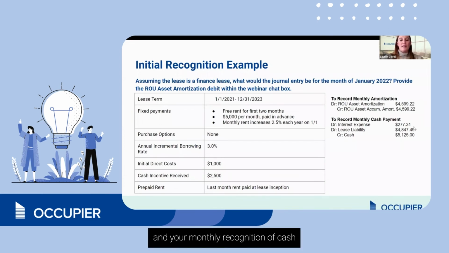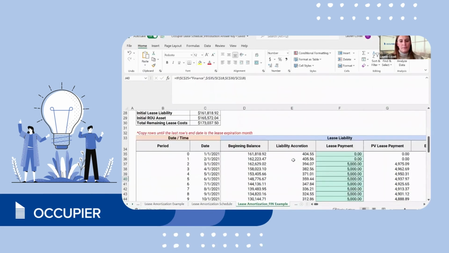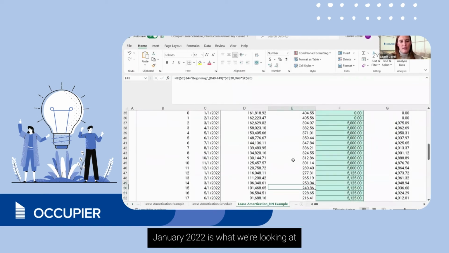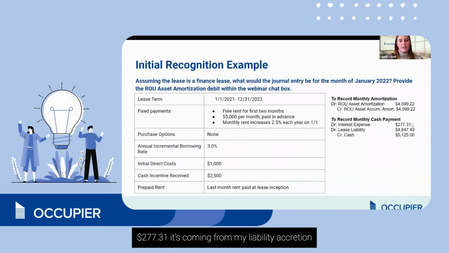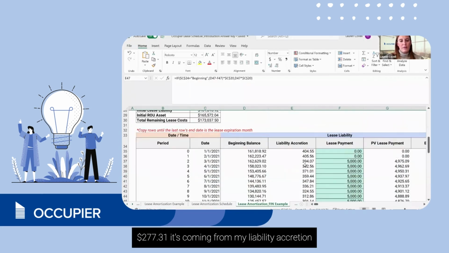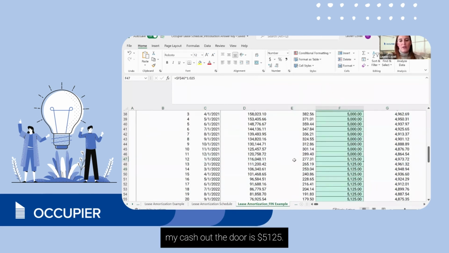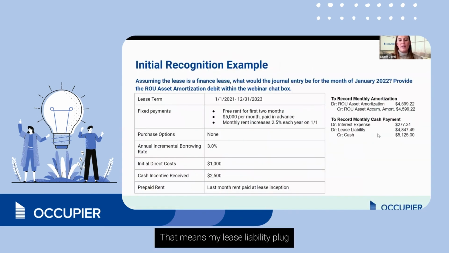And your monthly recognition of cash will be, January 2022 is what we're looking at. So interest expense is 277. It's coming from my liability accretion. My cash out the door is 5,125. That means my lease liability plug is going to be 4,800.